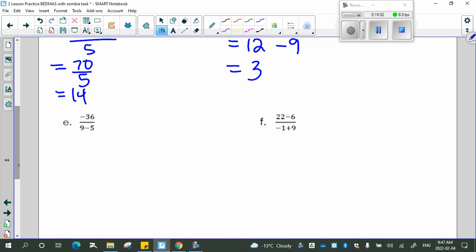Okay, next one, it's got that division bar again, so there's invisible brackets around the top and the bottom. So I'm thinking invisible brackets. Is there anything to do in the top? No, it's just a number, so write it down. Is there anything to do in the bottom? Yes, a subtraction. 9 minus 5 is 4. Now it's a division. So I can type it in my calculator. Negative 36 divided by 4, negative 9.